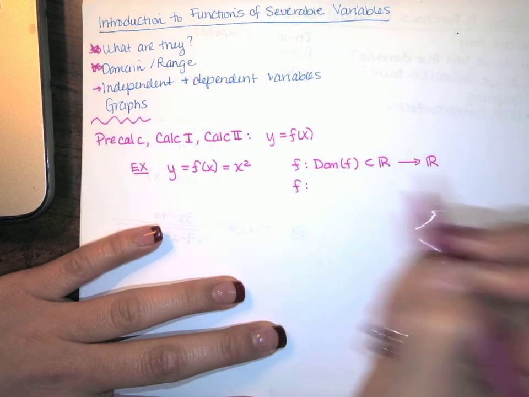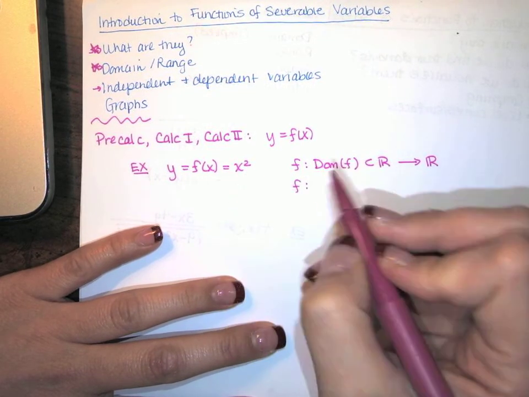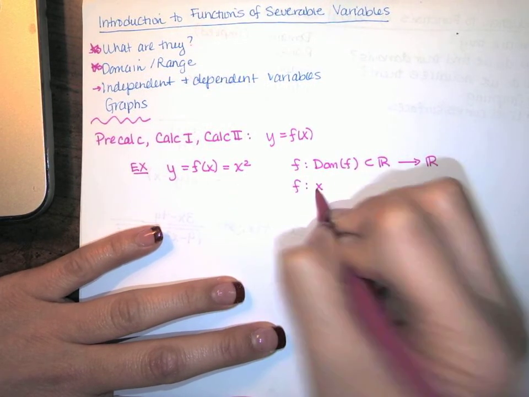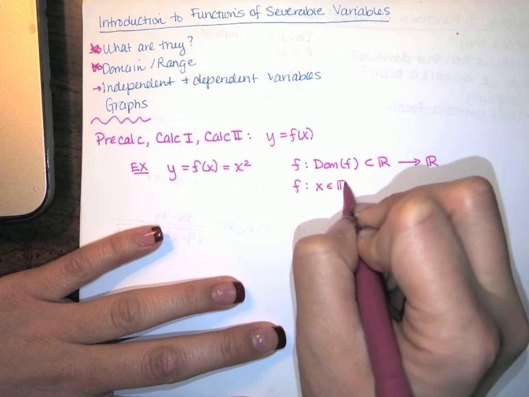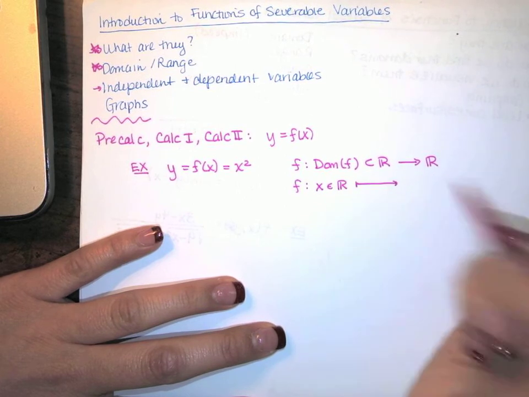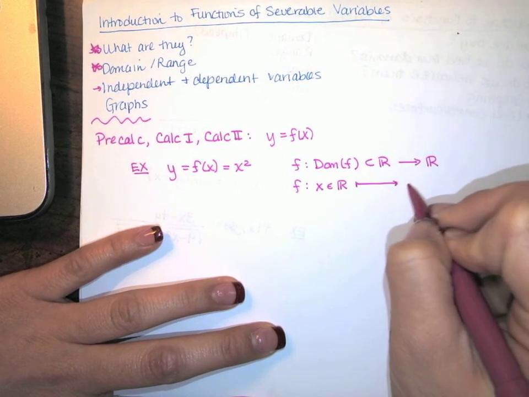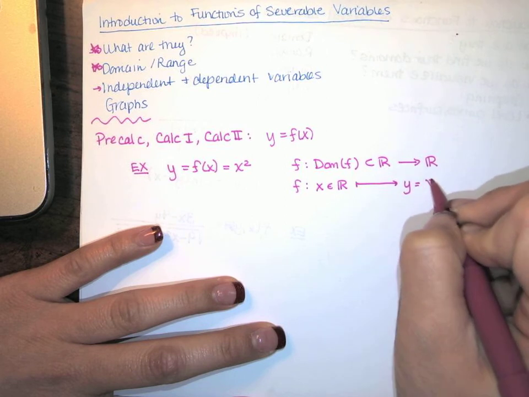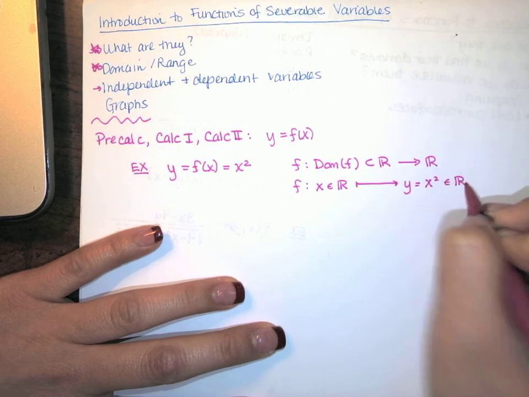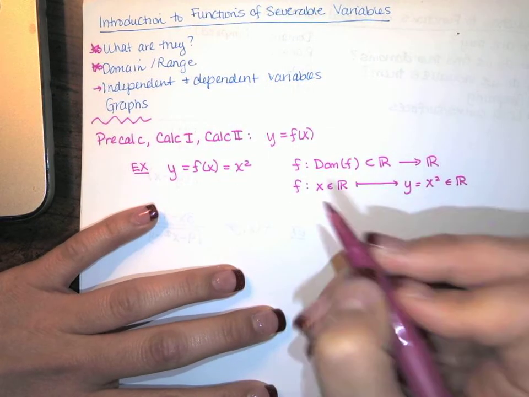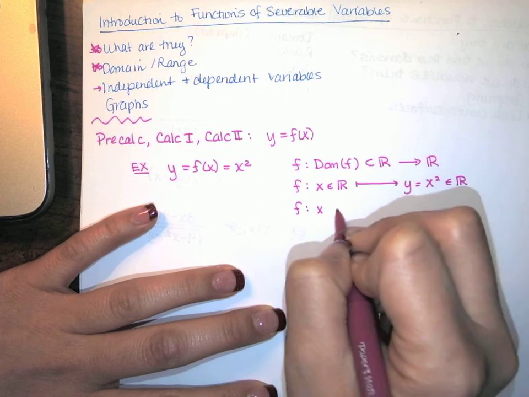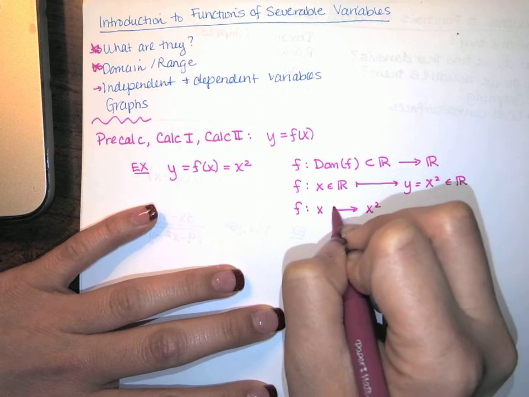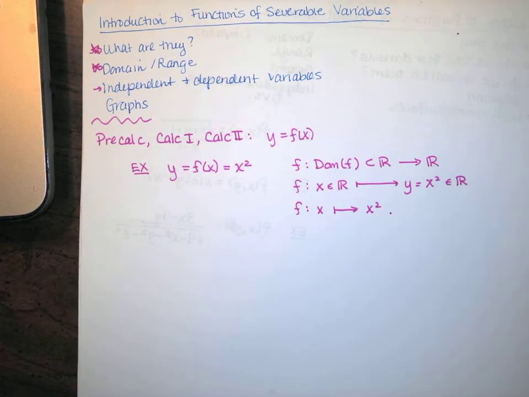The domain was all real numbers because I can put in any x value I want. So I take an x from the reals, and I'm going to take that particular x value and I'm going to map it to y equals x squared, also in the reals. So every x is associated with an x squared. I might write it this way, it's just a little bit simpler. X maps to x squared.